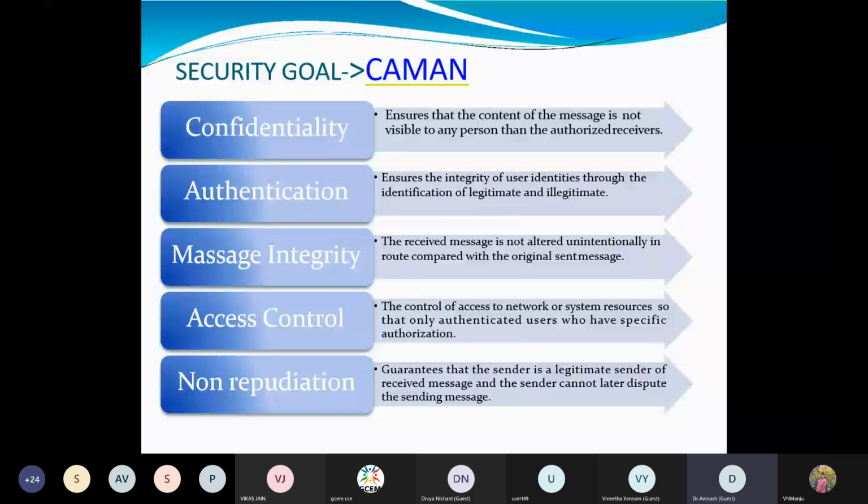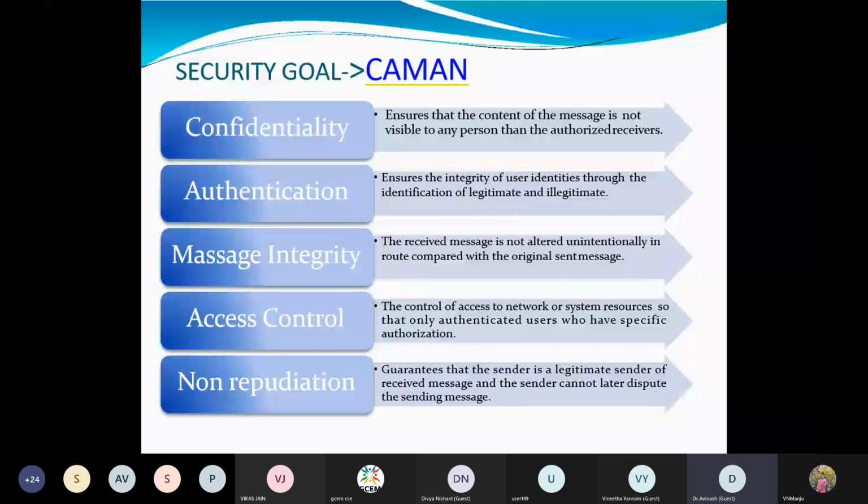And then we say that authentication. So authentication means that if we ensure the integrity of the user identities through the identification of the legitimate and illegitimate persons, then we can say that authentication is achieved. So 40% of security goal we have achieved.